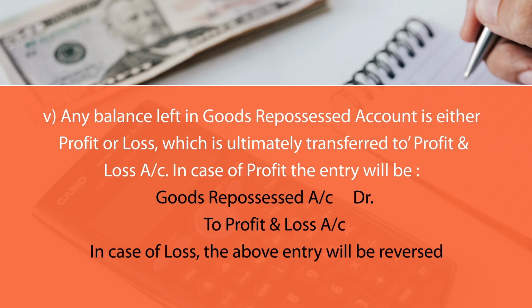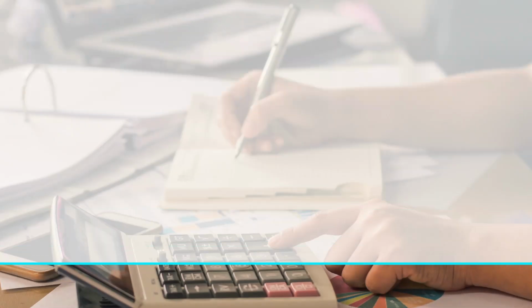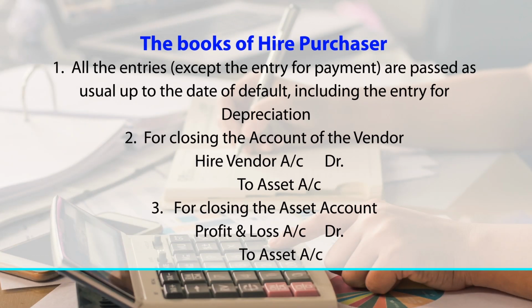It is very, very simple. In case of profit, the entry would be goods repossessed account debit to profit and loss, and if it is a loss, the entry would be reverse. It means profit and loss account debit to goods repossessed, if there is a loss on account of making a resale of the goods repossessed by the hire vendor. Now, in the books of the hire purchaser.